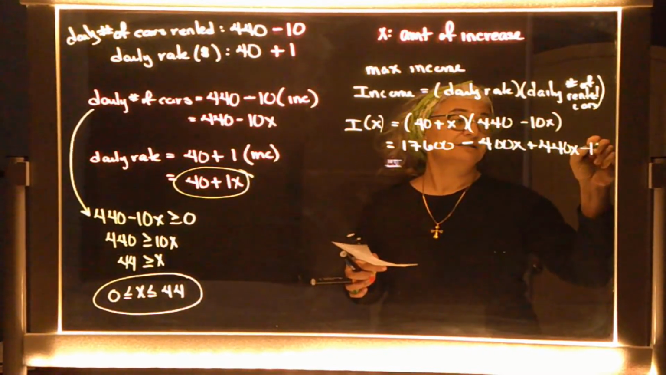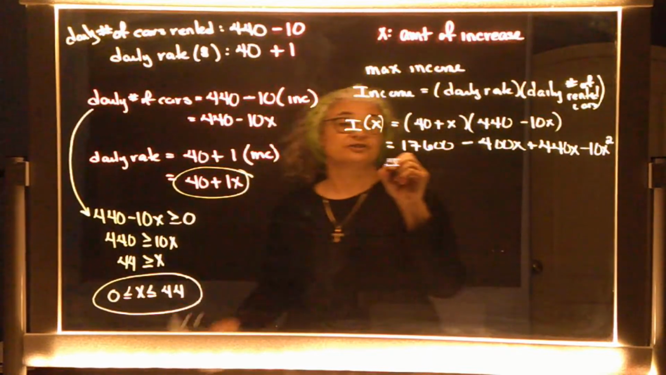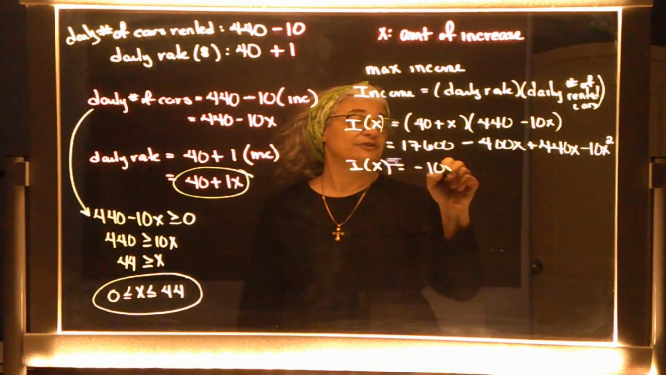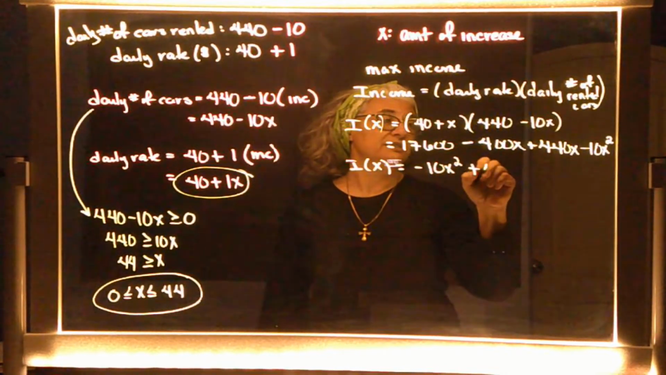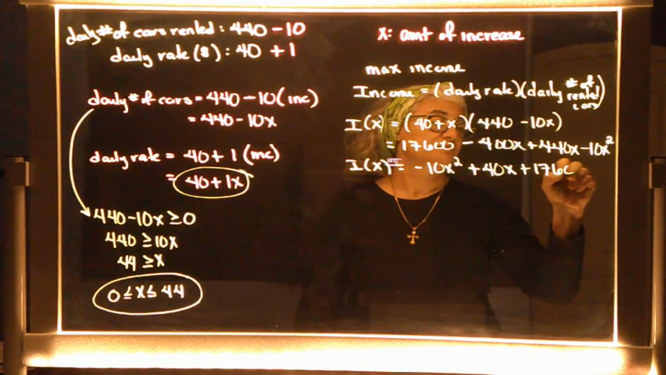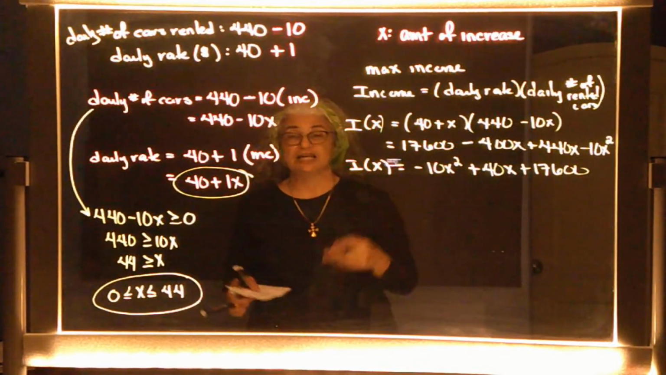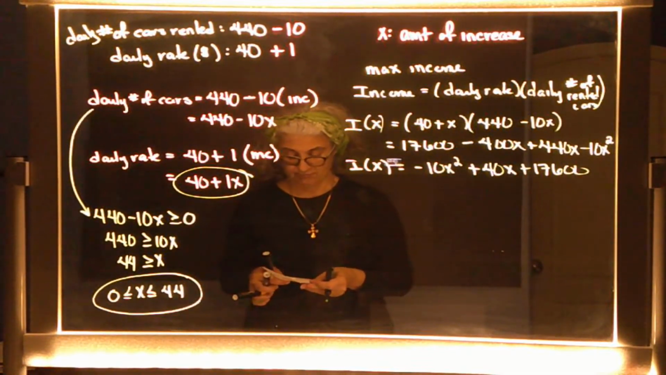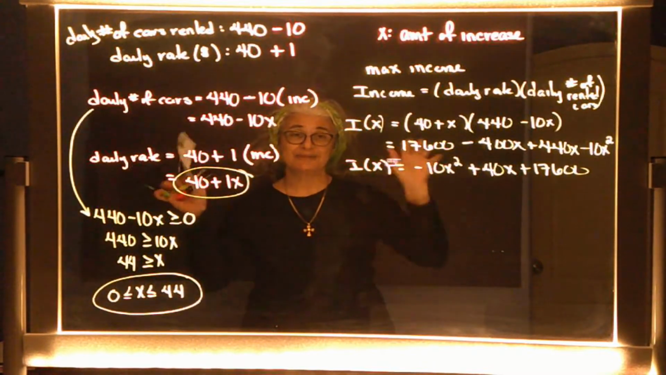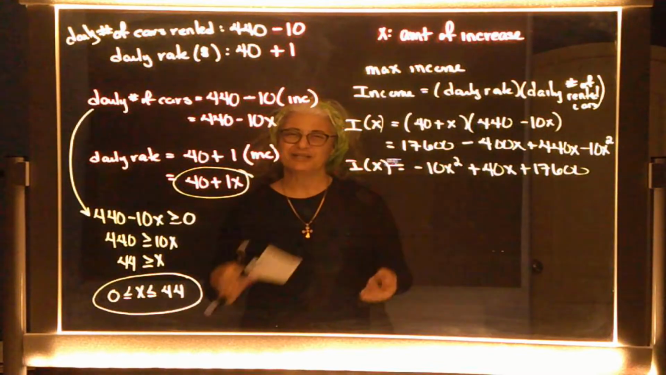Hopefully you're getting the same thing I am. Hopefully your algebra skills are honed. And if they're not, well, you might want to get some practice on distributing binomials. Okay, there's my income function. Did you get the same thing? Yay! We're matching. Okay, so now what?